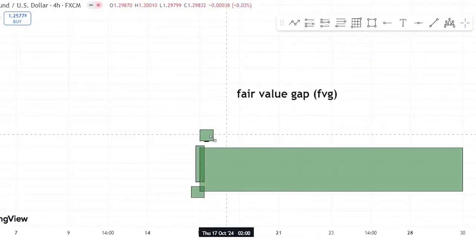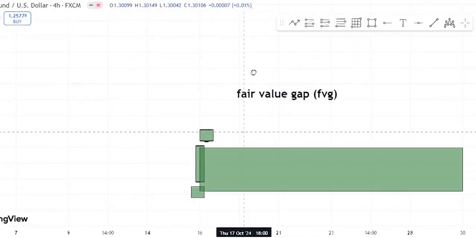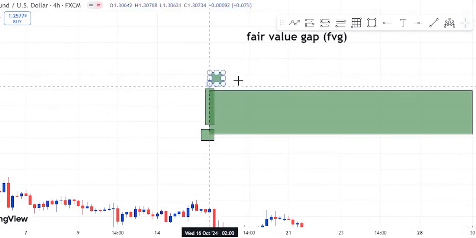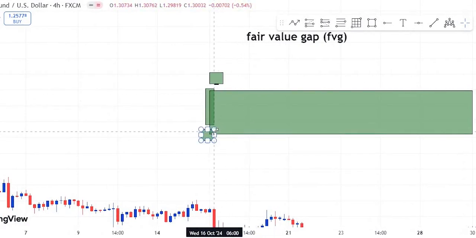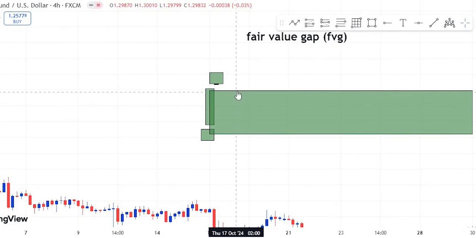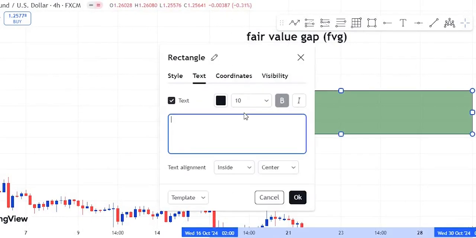And you just need to know that it can be a green candle or a red candle. Green or red. So this is what a fair value gap is. The space in between the first and the third candle is what we call a fair value gap. So this is the FVG right there.